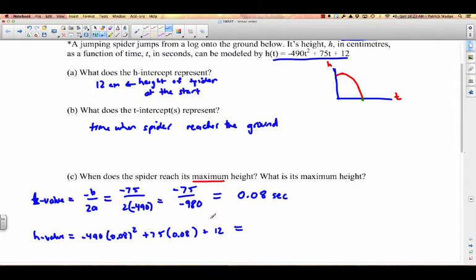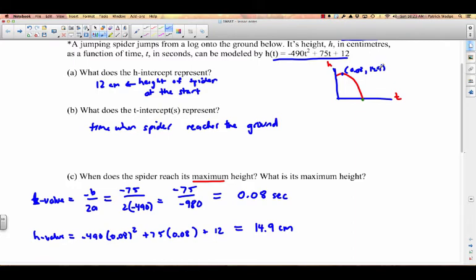I'm not going to show you doing that on a calculator. I'm sure you can try it yourself. But when you do that, you're going to get 14.9 centimeters. So the highest point it reaches, this vertex right here, the vertex is 0.08, comma 14.9. The first number is the t number, so it's the time. It's 0.08 after he jumps that he hits that highest point. And the 14.9 is the h value, so that's the height.